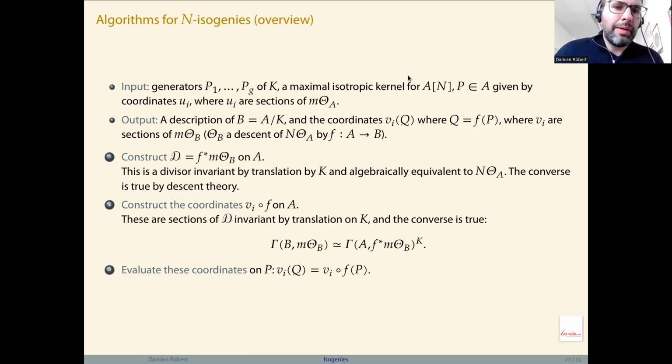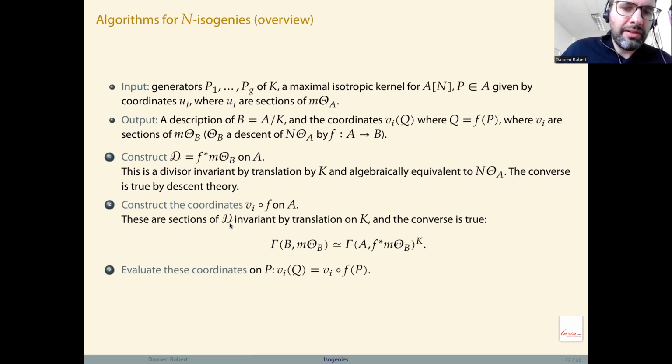Okay, so the generic algorithm will work as follows. I construct the divisor D, which is the pullback of mθ_B on A. So I want to construct this divisor. By construction, this is a divisor which is invariant by translation by K, and which is algebraically equivalent to nmθ_A. And by descent theory, the converse is true. So I will start with nmθ_A, and I'll try to find a divisor invariant by translation which is equivalent to it. Once I have this divisor, I need to construct the coordinates v_i ∘ f.